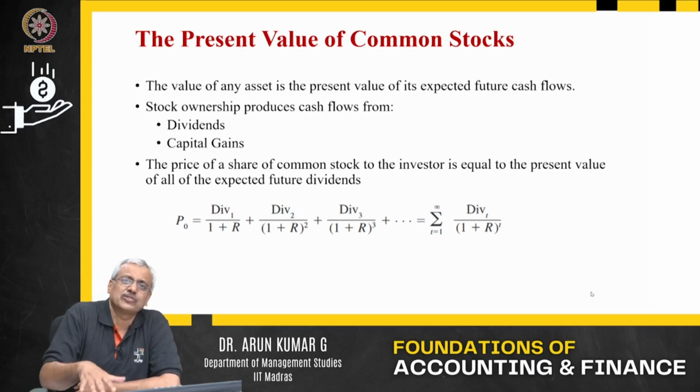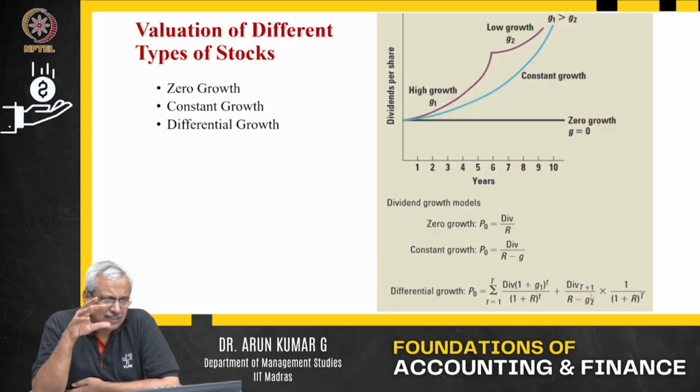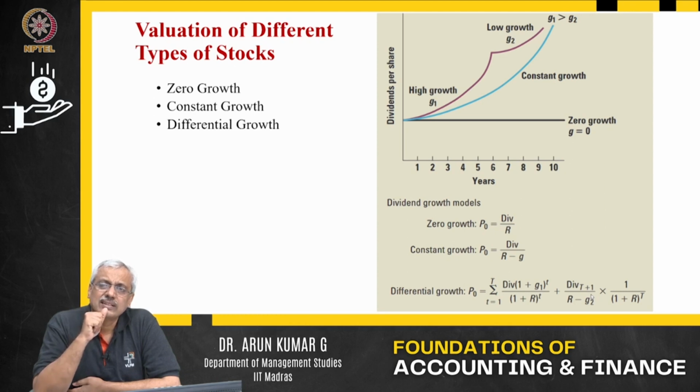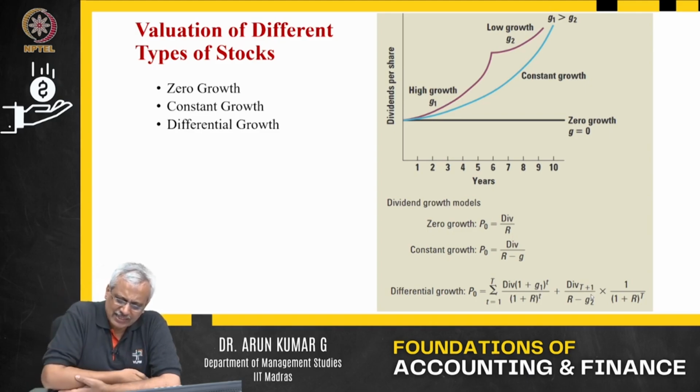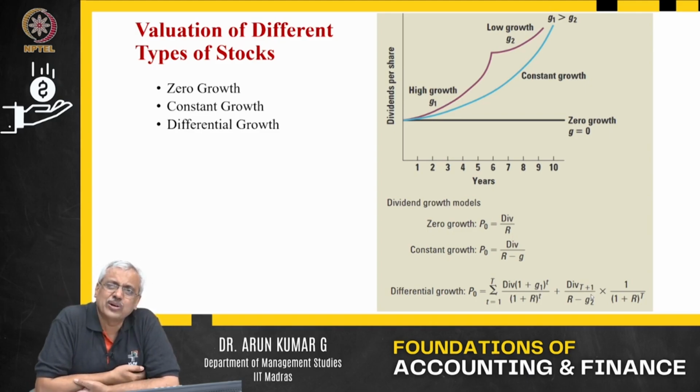That is what we have written also in this slide. The price of the common stock to the investors is equal to the present value of all the expected future dividends. But dividends can also vary in three forms. There can be a zero growth, where dividend is constant year on year, exactly the same. There is a constant growth. There is what is called differential growth. Every year the rate at which the dividend grows is very, very different. It is not constant.